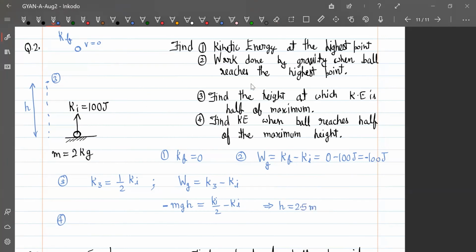Now, find kinetic energy when ball reaches half of the maximum height. So either you can first calculate the maximum height. Let me call this as capital H. So work done by gravity, when it is going from here, this should be minus mg into capital H. From here you can calculate the maximum height. That will be 5 meter. And you know that it is at 2.5 meter already. So K3 find out करना है. That will be K initial kinetic energy by 2. It will be 50 joules only.